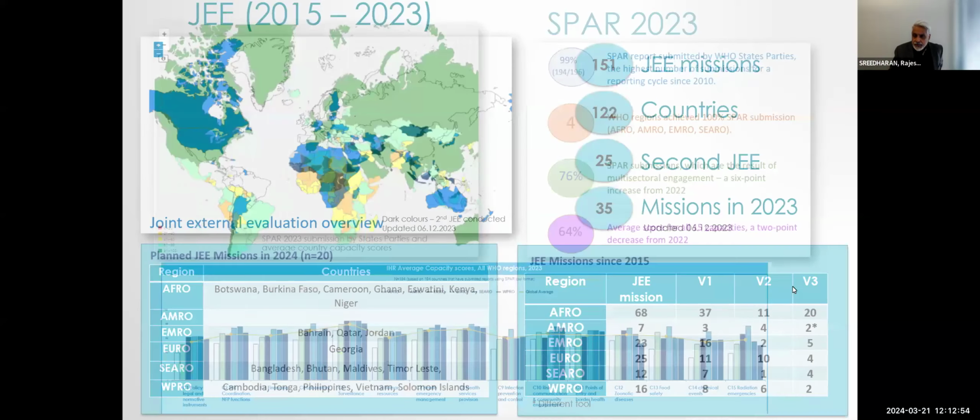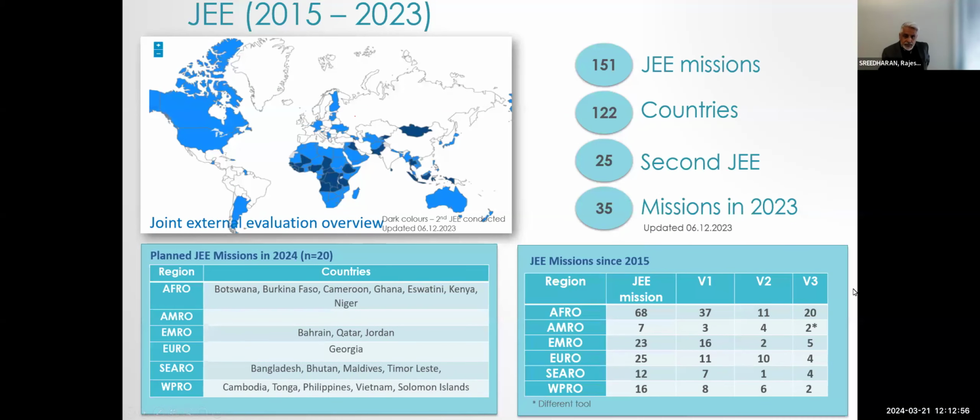Okay. Now, the joint external evaluation, as I mentioned, is a voluntary process, and we've done 151 joint external evaluation missions since 2015. Many of the countries, as you see, the number of missions are more than the countries. It's because countries have also asked for a second round of JEEs. It's been more than 5 years, so they've done that as well.